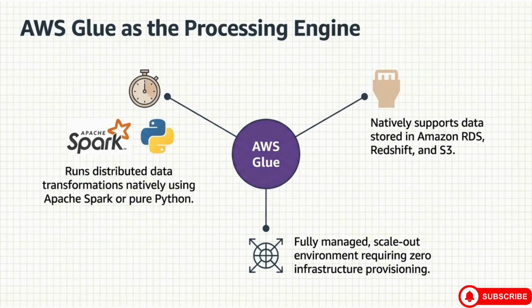AWS Glue acts as the serverless processing engine for modern AWS data pipelines. It supports distributed transformations using Apache Spark and Python-based ETL jobs without requiring infrastructure management. AWS Glue integrates seamlessly with Amazon S3, RDS, and Redshift while automatically scaling compute resources based on workload size. This enables engineering teams to focus entirely on business logic and data transformation instead of server operations.